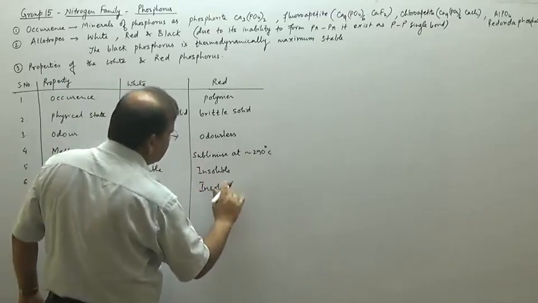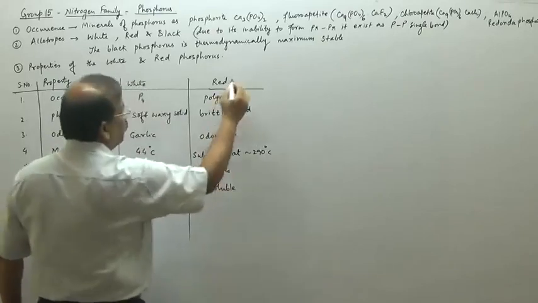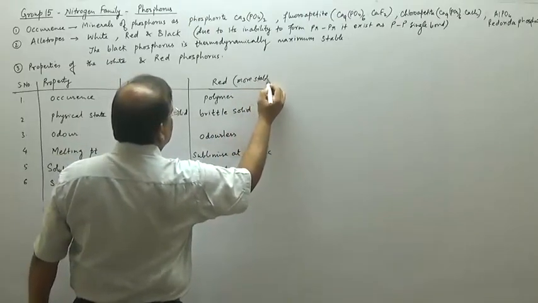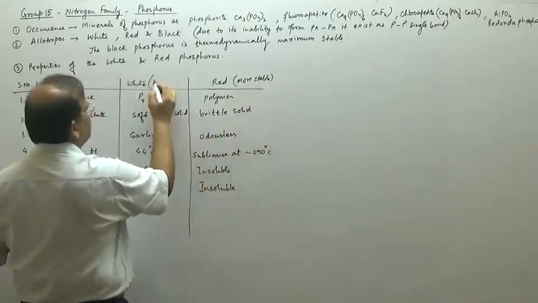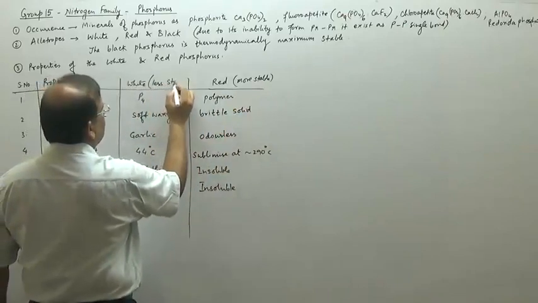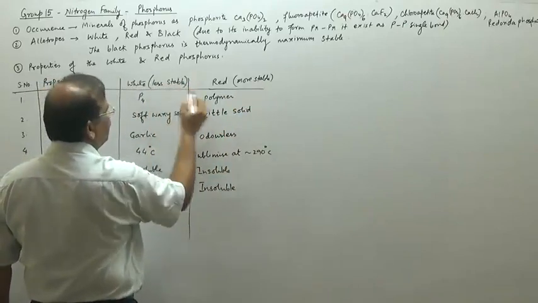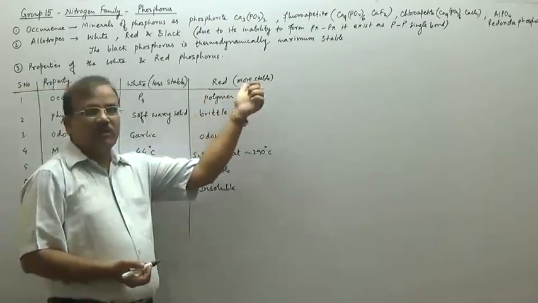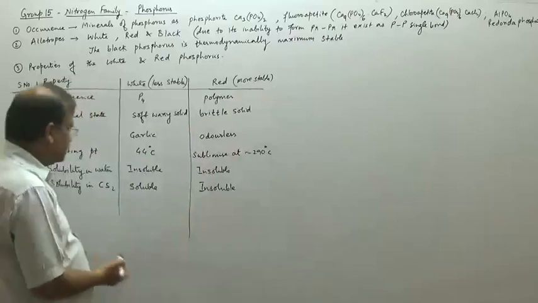Because of stability, we'll say red phosphorus is more stable and white phosphorus is less stable. So due to the stability, we are writing it like this. That can also be one of the properties. We can write the stability, and due to the greater stability, the properties are like this.